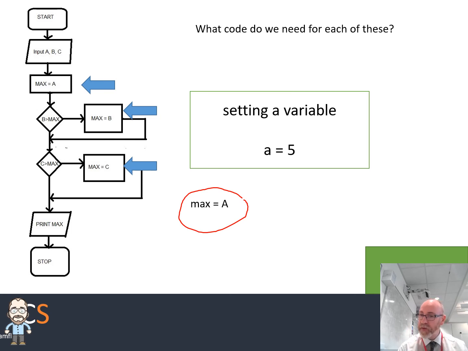So remember when we go from Python to flowcharts, we had a line of Python, we drew a shape for it. Then for the next line, we drew a shape underneath it and drew an arrow. In this case, we've got a shape and an arrow. So we'd have the input first, then our max equals A. So we're just following the same sequence.